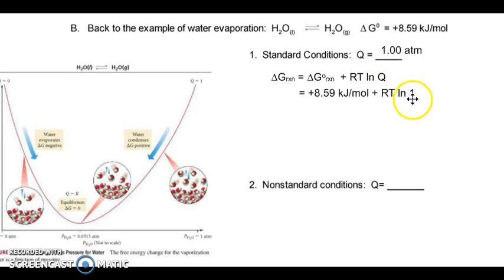So if the natural log of 1 is 0, then I don't really care what RT is. It's all going to be equal to 0. And so what am I left with? Oh, okay, positive 0.85 kilojoules per mole. So it is not spontaneous.